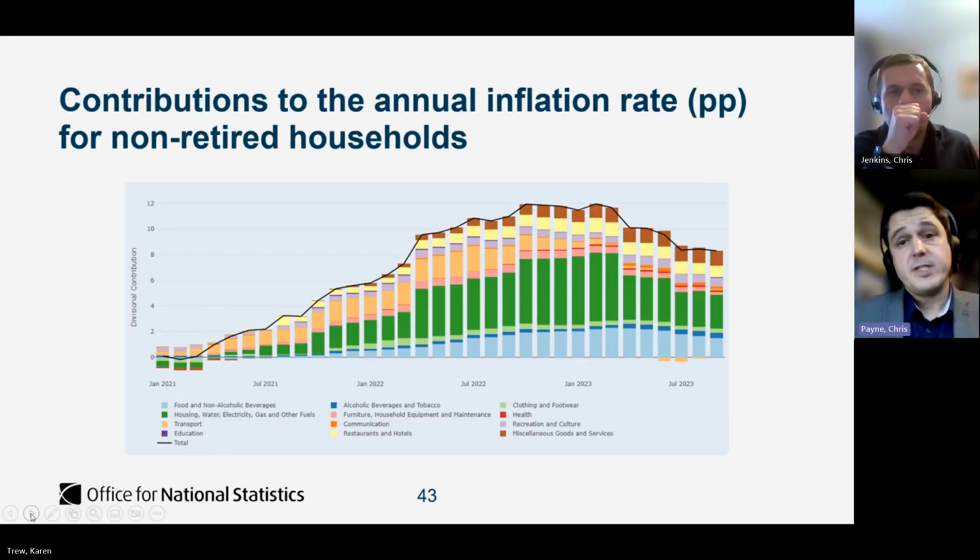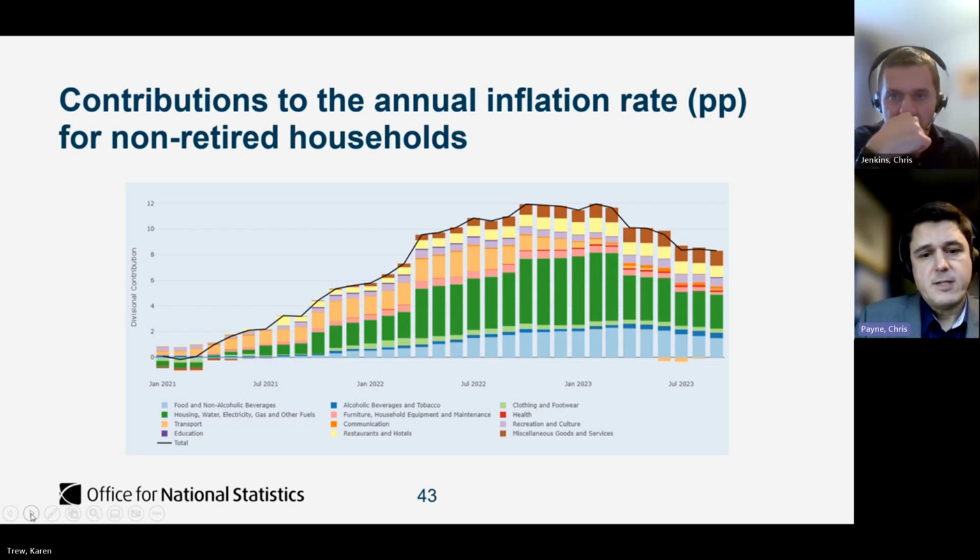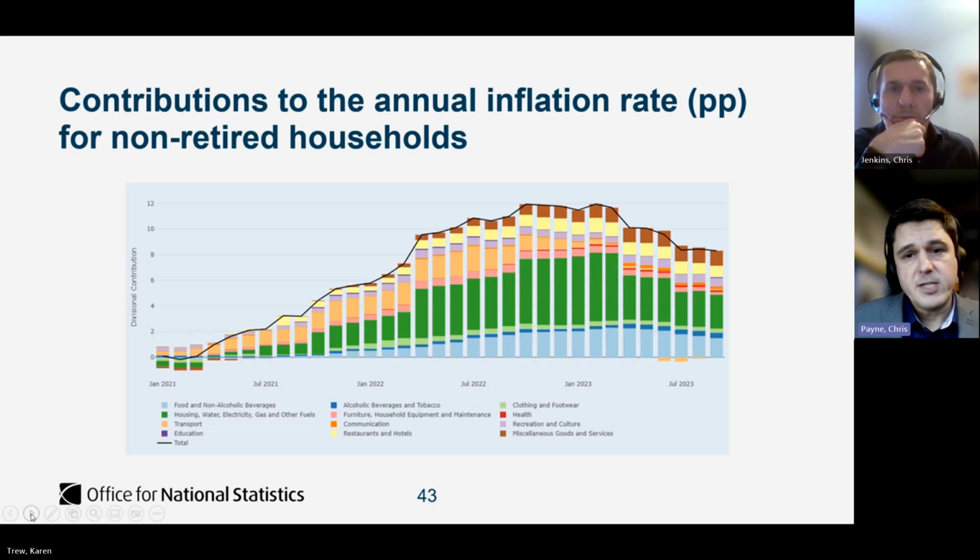So how does that look for non-retired households now? We've just seen how energy bills have affected inflation rates for retired households. This chart shows the same effects for non-retired households. Actually, the chart shows a similar picture. There's increasing food and non-alcoholic beverages costs over the period, and the largest contribution comes from housing and household services.